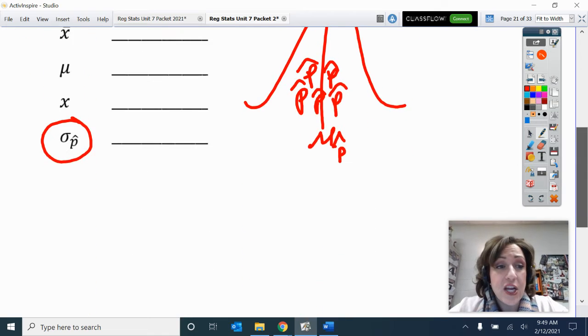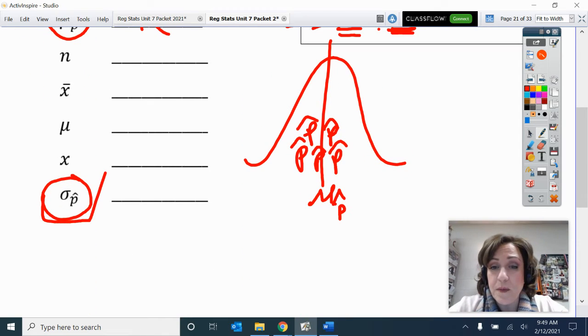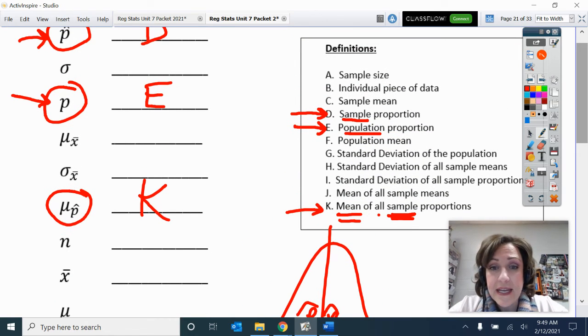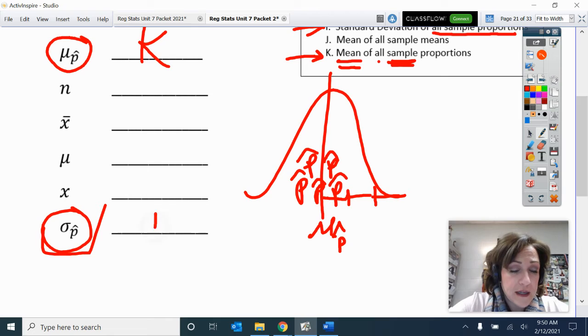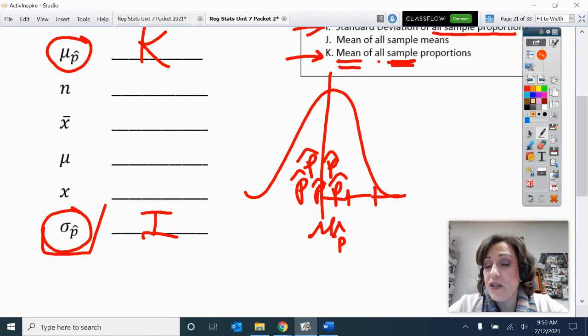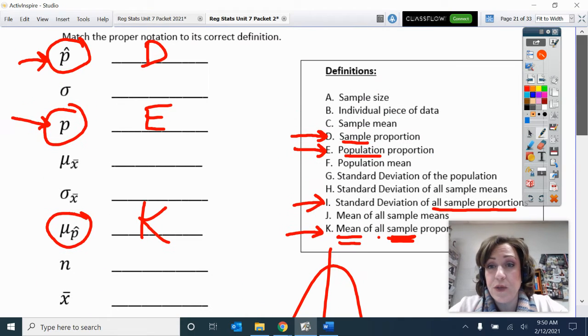And then here is how varied they would be. How varied are our sample proportions? That would be the standard deviation of all of the sample proportions. So that's letter I. Okay, so there's where we are. We got the proportion ones. So I'm going to even show you this in a different color. Let's do the ones that have to do with means.